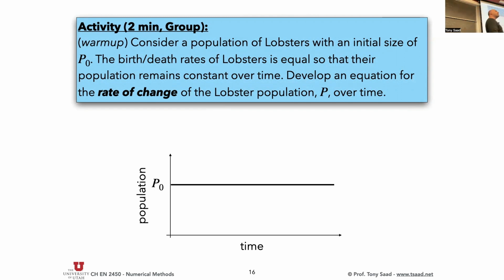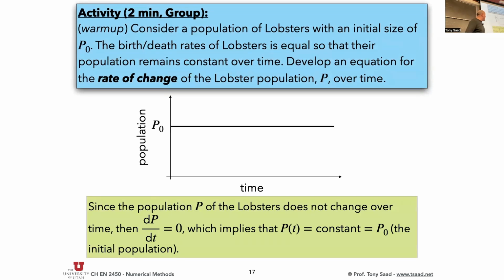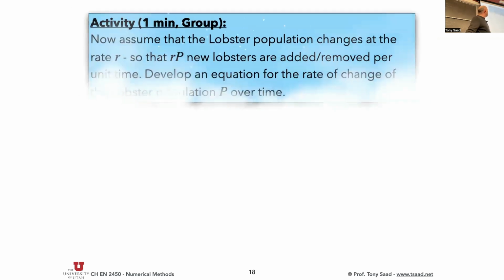And you can have an intuitive sense now of what dP by dt means. If we're adding lobsters to that population, on the right-hand side, something should be growing. If we're taking out of that population, on the right-hand side, something must be decreasing. If we're not doing anything to that population, the right-hand side should be 0. Indeed. In that case, since the population does not change over time, then dP by dt, the rate of change of the population with respect to time, is exactly equal to 0, which implies that the solution is P of t equal constant. Okay, good. This is a warm-up. All right. So now let's take it up a notch.